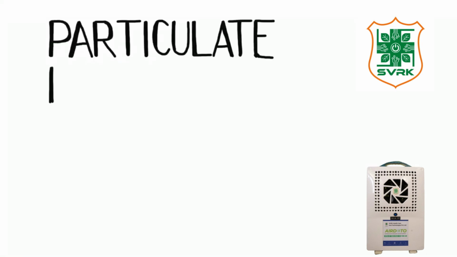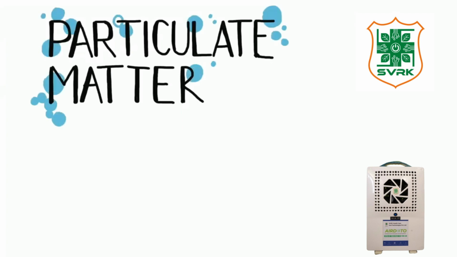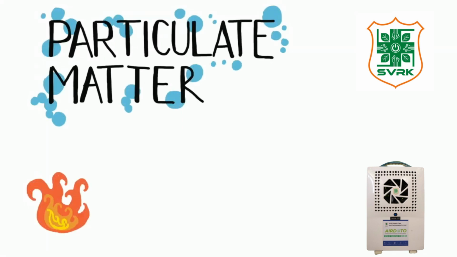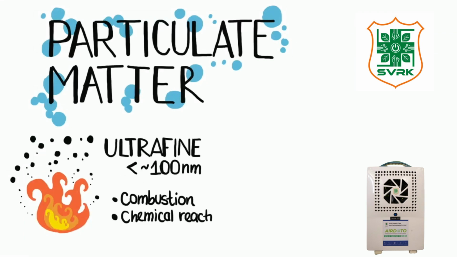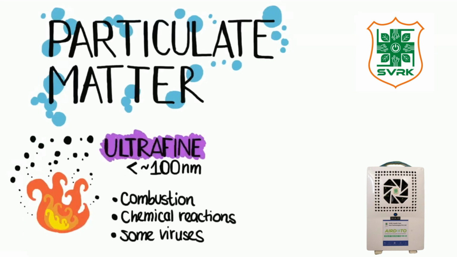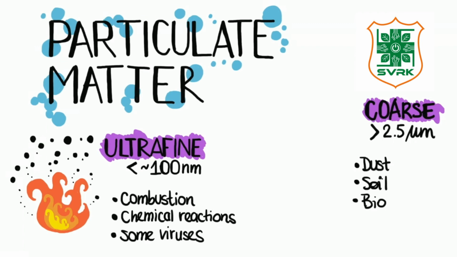Particulate matter, PM. The smallest particles present in the air are ultrafine, in the order of nanometers in size. They can be created by combustion and some chemical reactions. Some viruses can actually be as small as about 100 nanometers. The largest particles present in air are known as coarse, and they can be tens of micrometers in size. These are made up of dust and soil, or they can be biological like skin flakes and microbes. In between is what we call fine particulate matter, or PM 2.5.